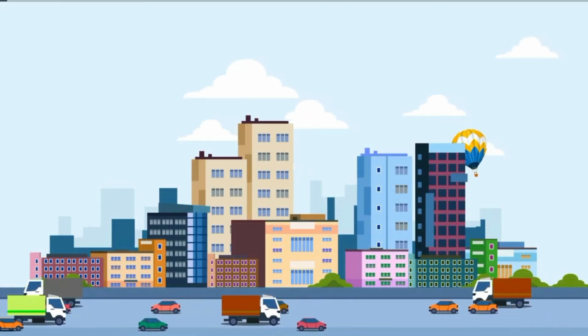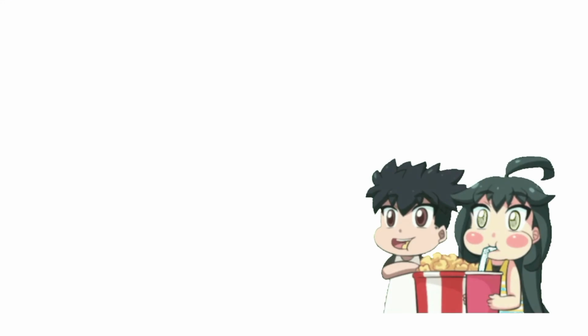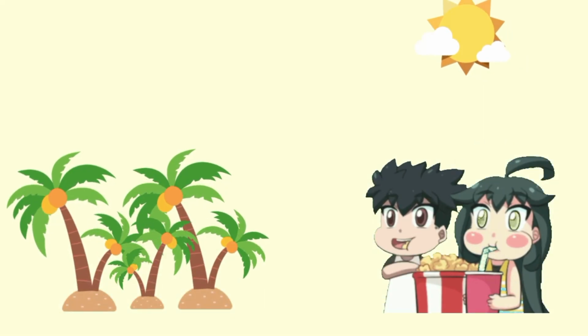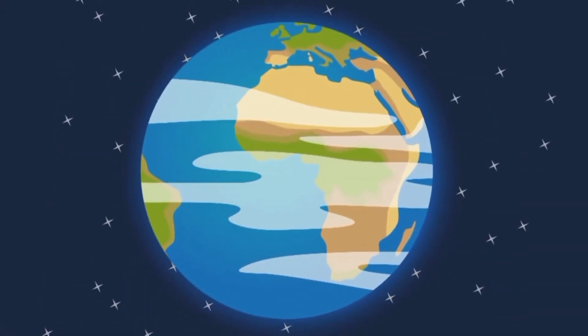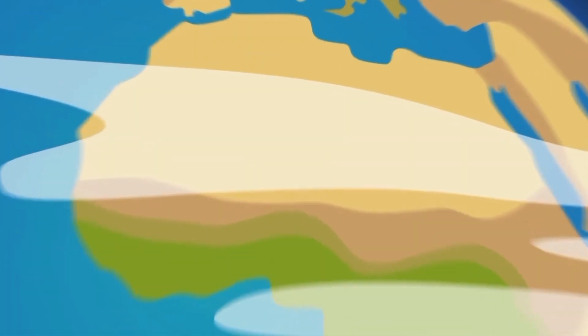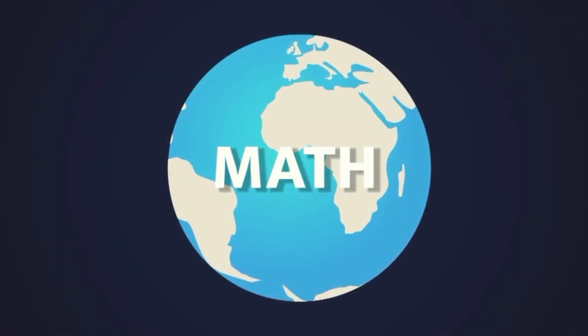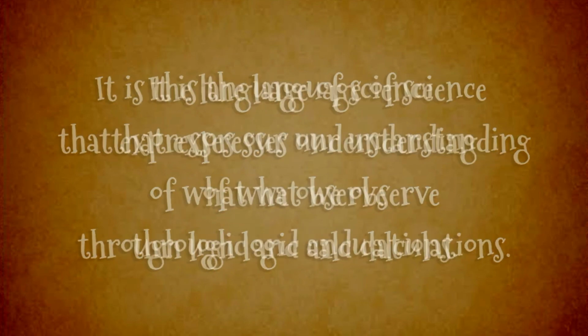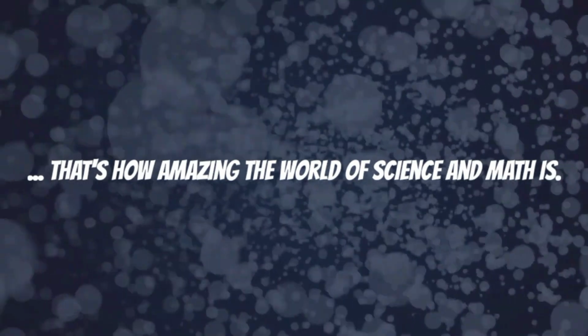In our everyday life, we encounter natural changes such as digesting our food, the explosion of fireworks, photosynthesis, and a lot more. It is important to understand how these interesting things work in our natural world. Math is everywhere, and so are numbers. It is the language of science that expresses our understanding of what we observe through logic and calculations. See? That's how amazing the world of science and math is.